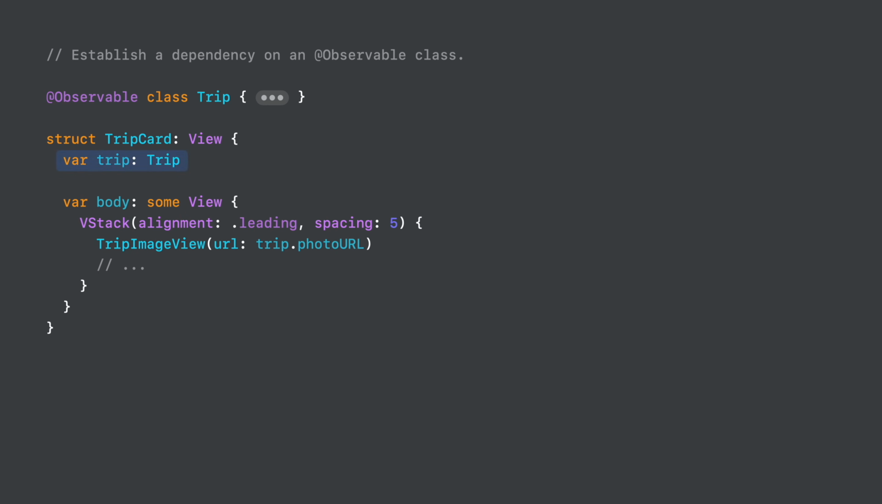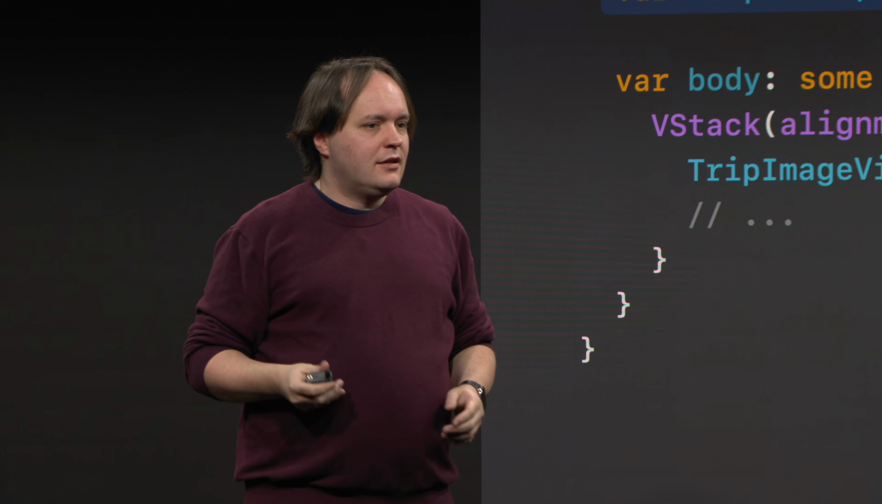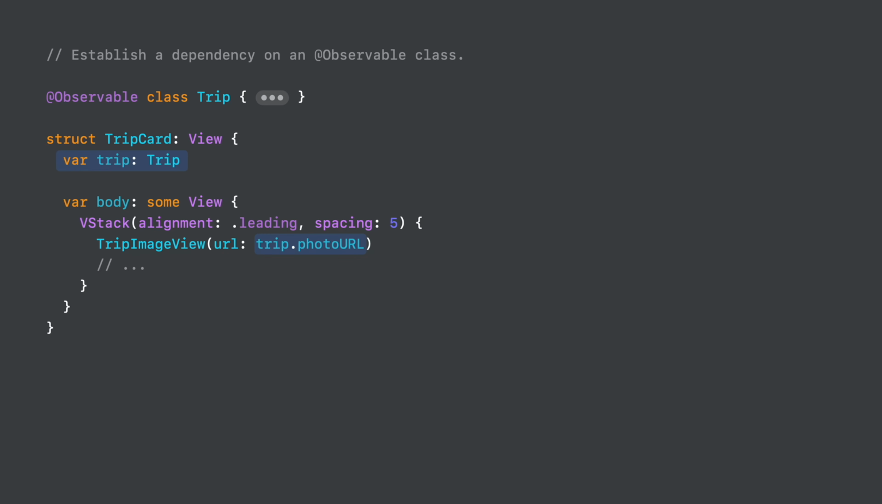In this example, the trip card view takes a reference to the trip object it should display. Note that there's no @State or @Binding. In fact, there's no decoration at all on this reference. What makes this view work is that inside the view body, it reads the trip's photo URL property. This tells SwiftUI that the trip card needs to update anytime the photo URL property changes on this observable class.